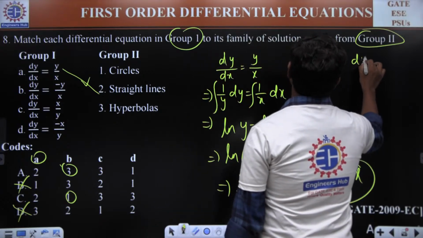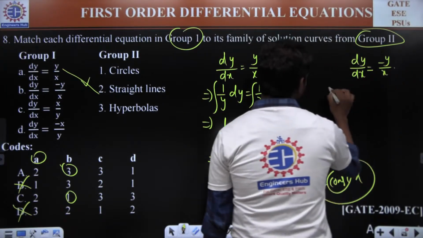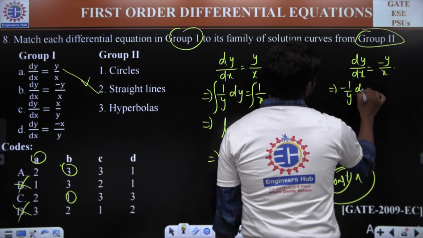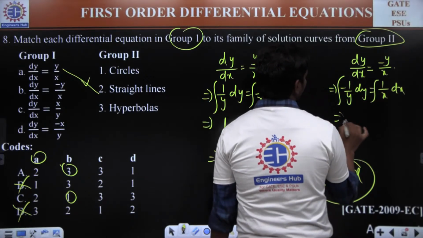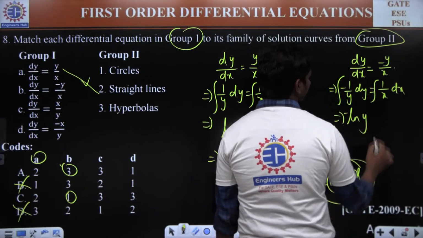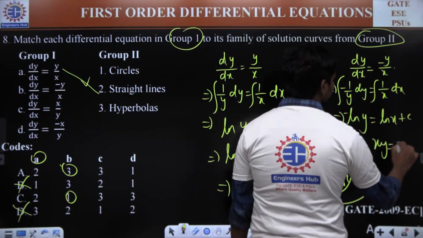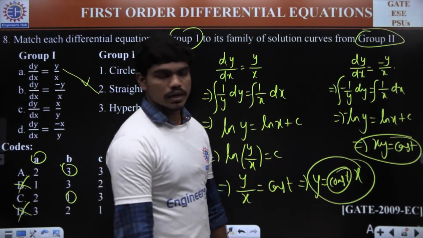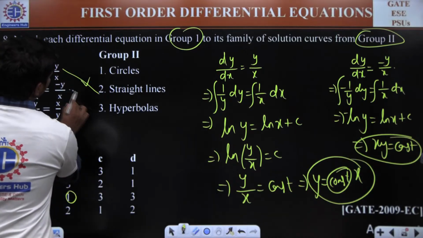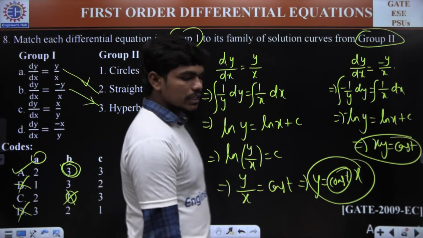B is dy by dx is equal to minus y by x. Okay. So minus 1 by y dy is equal to 1 by x dx. This is what you have. So if you integrate, of course minus sign, minus ln y is equal to ln x plus constant. So this implies xy is equal to constant is the solution. Correct? And you know xy is equal to constant is nothing but a rectangular hyperbola. And you can see this B goes for 3, which is only present here but not here. So A is the correct answer. Similarly, if you want, you can check for C and D also.